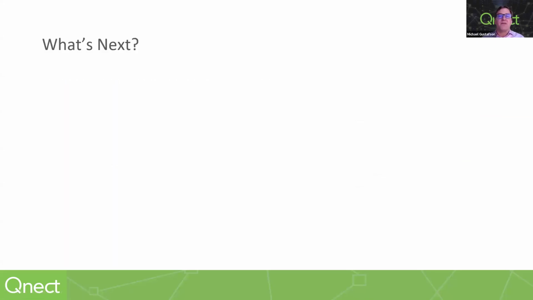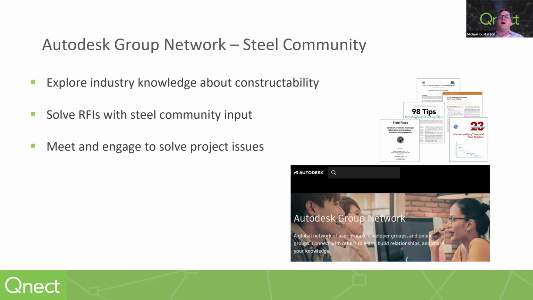But what we're excited about next is looking at how we can help you as engineers resolve these steel issues, but not in your own isolated box, and not just listening to what Qnect says, but looking at the industry experts, right? We're excited about building a platform with Autodesk through their group network to have steel industry information shared around things like constructability and best practices. It'll be a portal where engineers can dialogue and debate the best strategies to resolve these steel type issues, right?